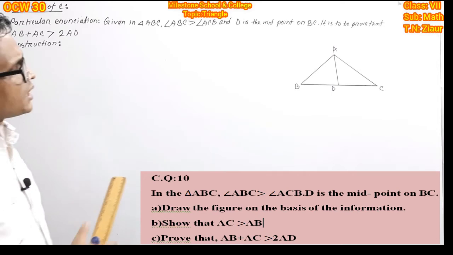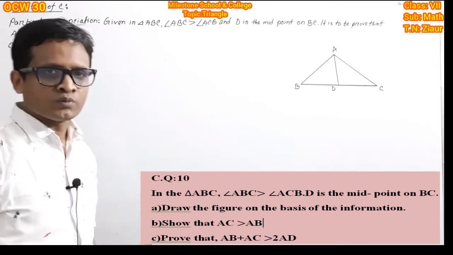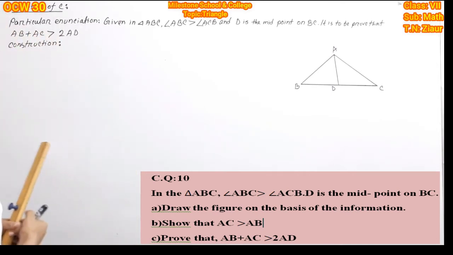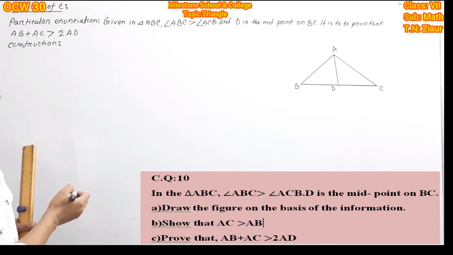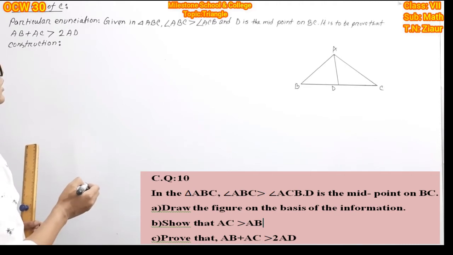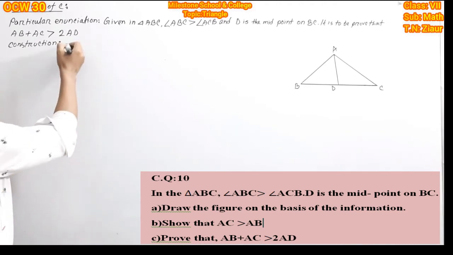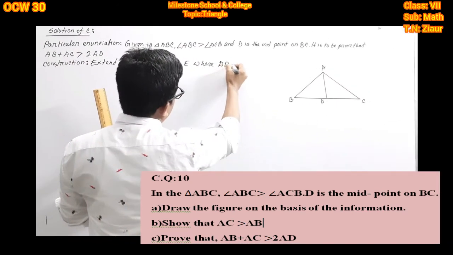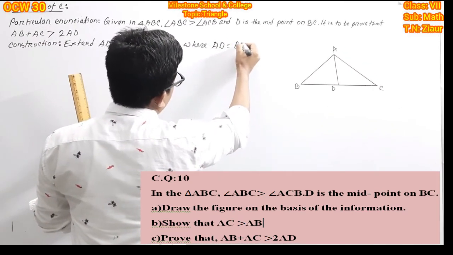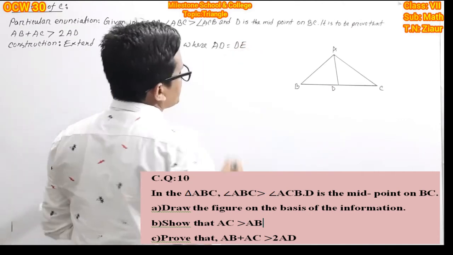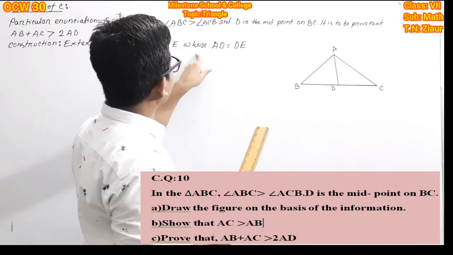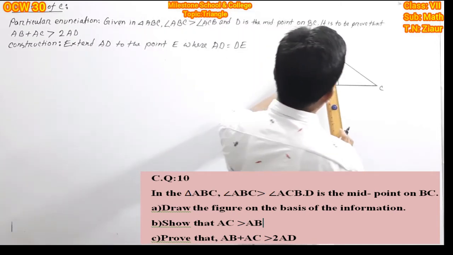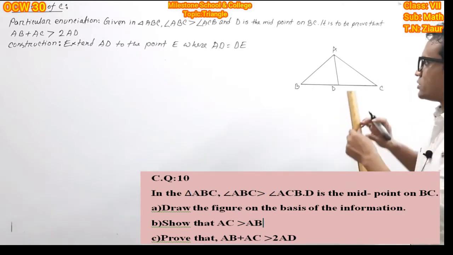So now, if you want to prove that, we have to construct the triangle again. So now construction. First we have to write: extend AD to the point E, where DE is equal to AD. Okay, students, that means now we have to extend AD to the point E where DE is equal to AD. That means this one we have to take the measure of.